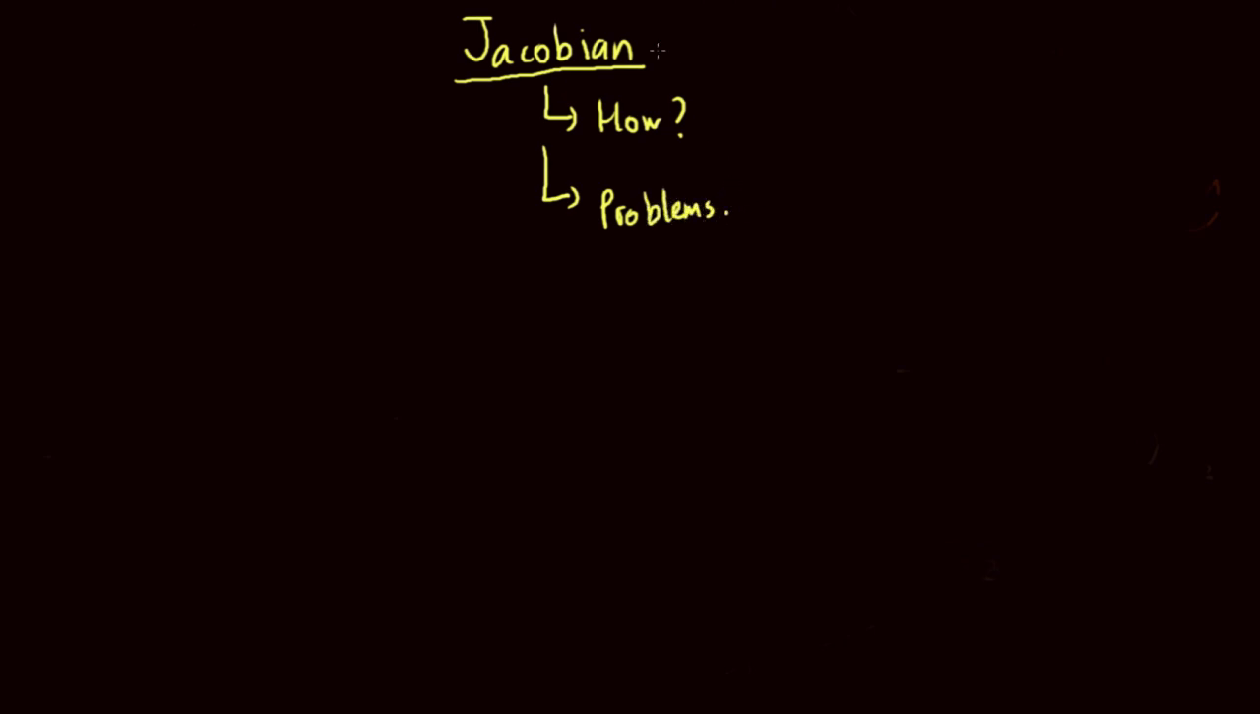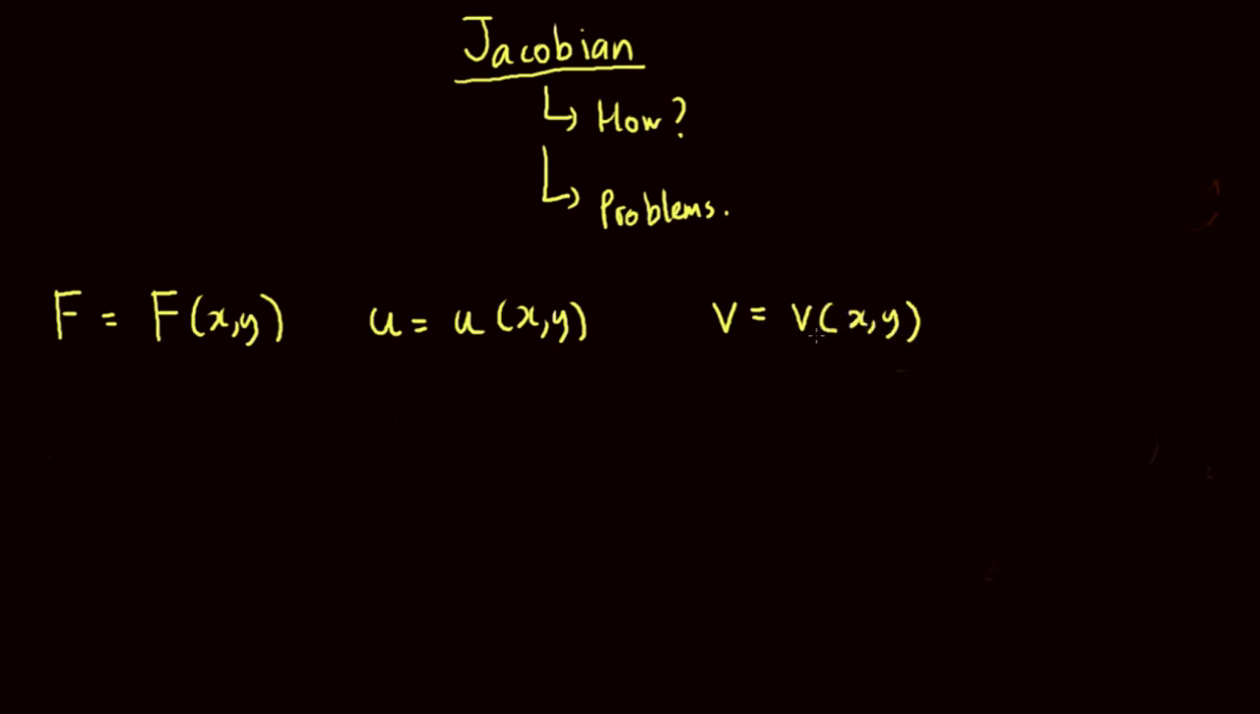So first and foremost, let's talk about a function f, which is a multivariable function expressed in terms of x and y. Let's say that we also have a function u, which is also expressed in terms of x and y, and a function v, which is also expressed in terms of x and y. So we have three functions.